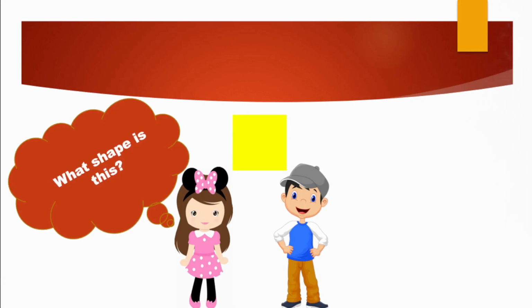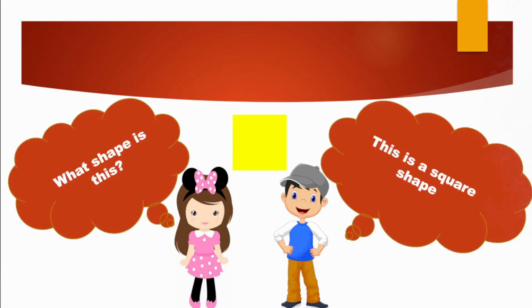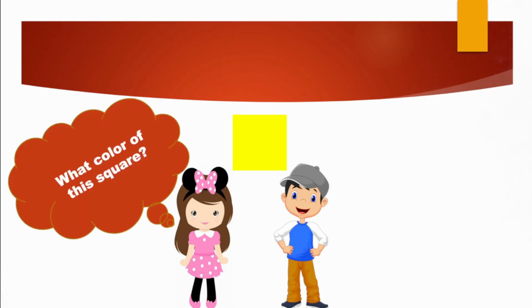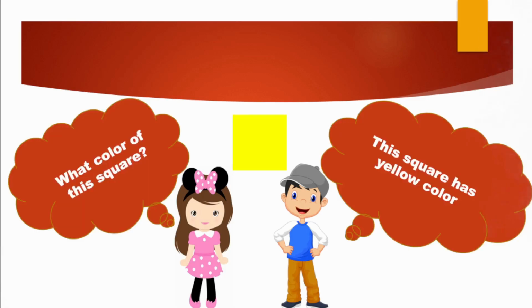What shape is this? This is a square shape. What color of this square? This square has yellow color.